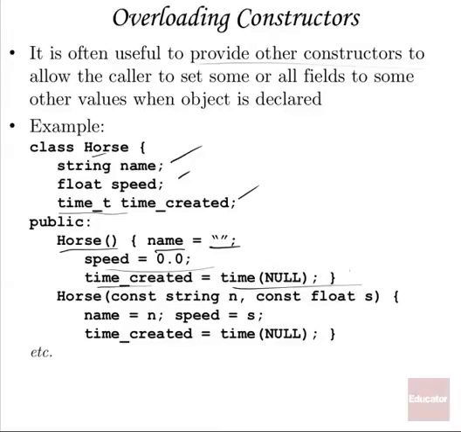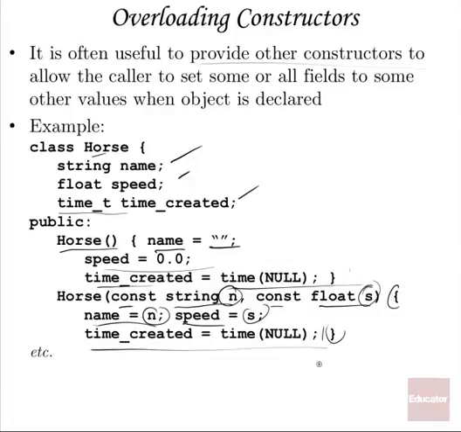Now, we may want to give a name and a speed other than the default. So we'll have an overloaded constructor. We promise not to change this parameter. We're going to give it the name and the speed. So n is going to be the name, s is going to be the speed. We're going to construct this horse and set the name equal to n, set the speed equal to s, and set the time that is constructed.